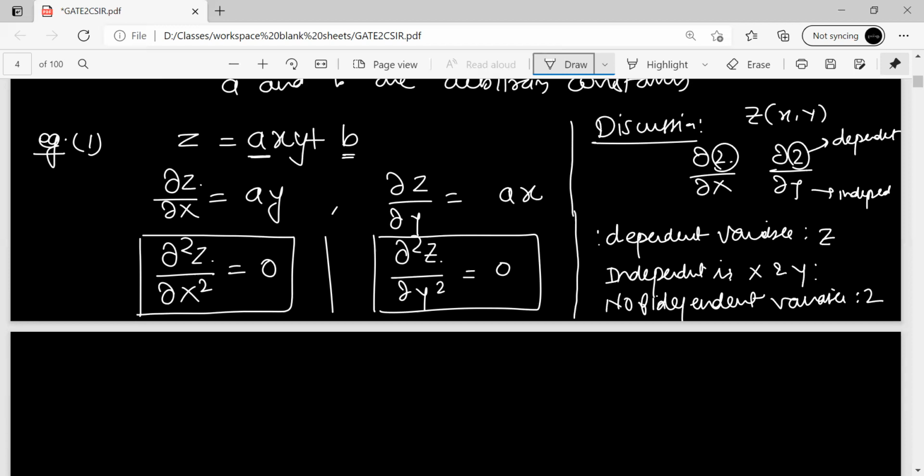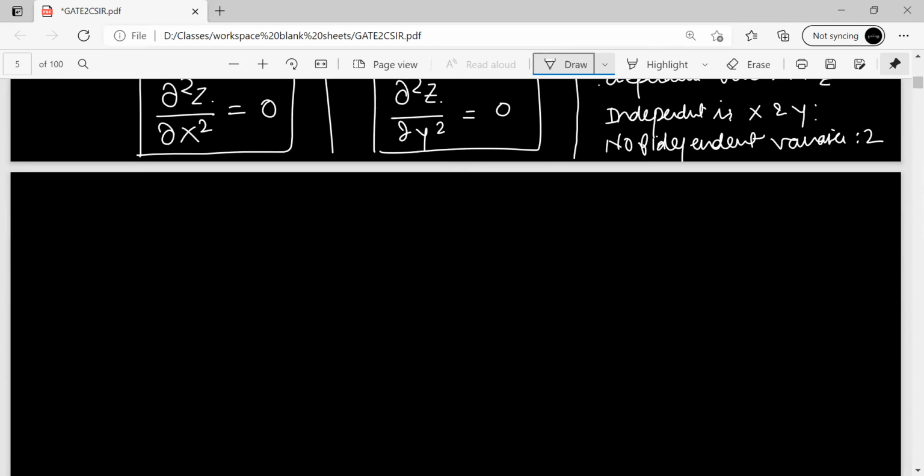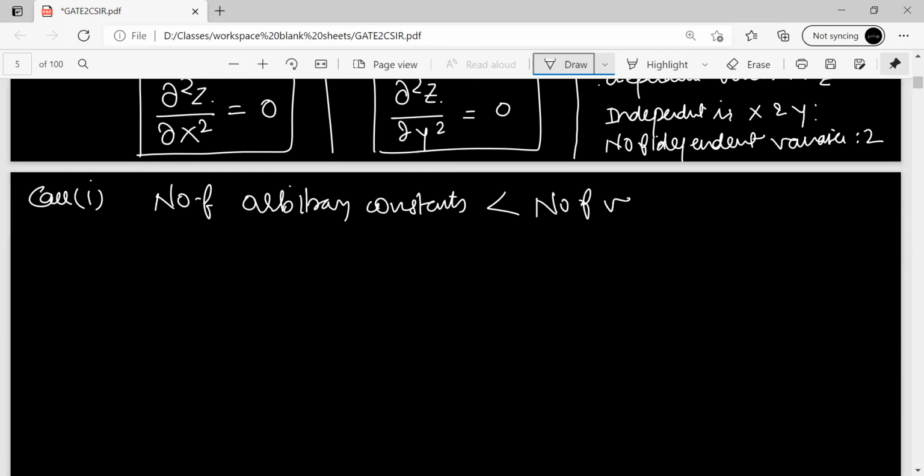So the topic of discussion is to remove the arbitrary constants. Whether we will get a unique PDE, more than one PDE, or a PDE of higher degree, such things will be discussed here. So we discuss case 1 first. Case 1 is when the number of arbitrary constants is less than the number of independent variables.